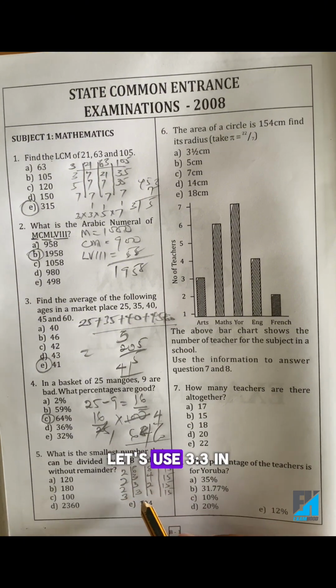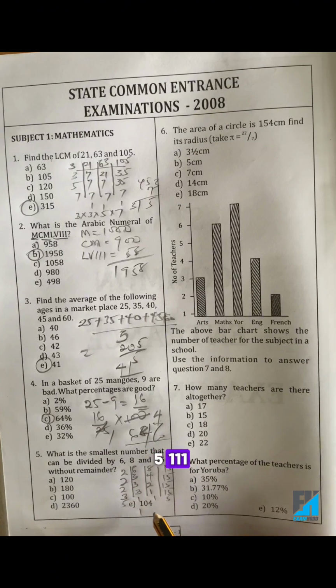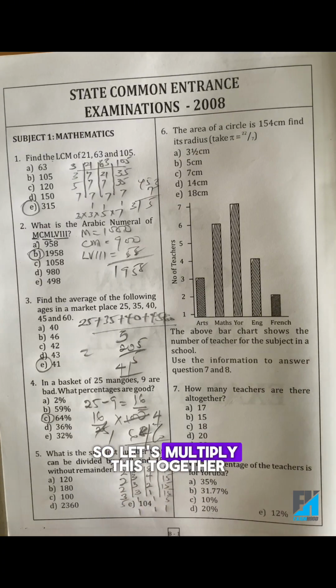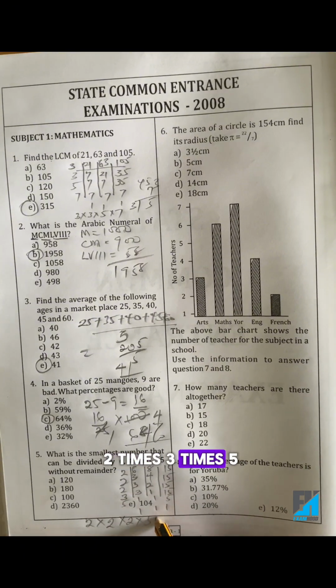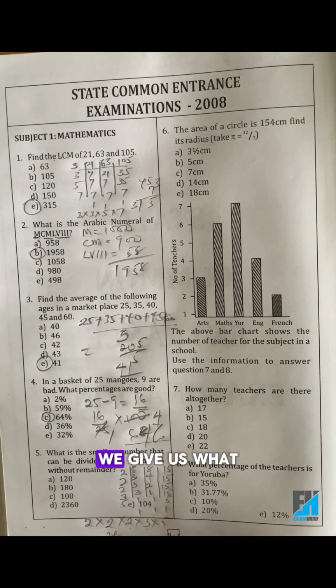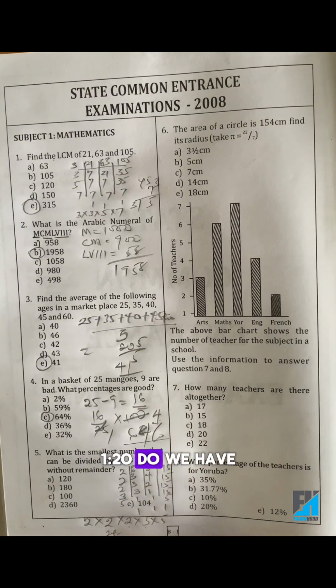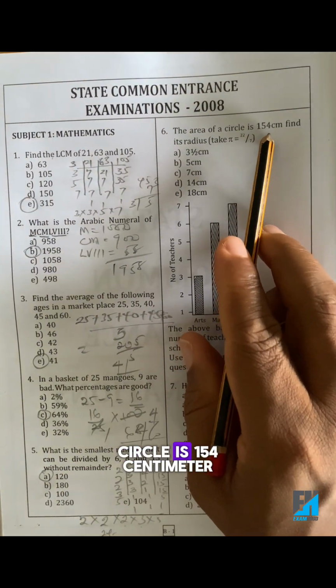Then let's use 3. 3 in 3, 1, 1, 5. Then we use 5. 1, 1, 1. So let's multiply this together. That will give us 2 times 2 times 2 times 3 times 5. 8 times 3, 24. 24 times 5 gives us 120. Do we have 120? Yes, A.